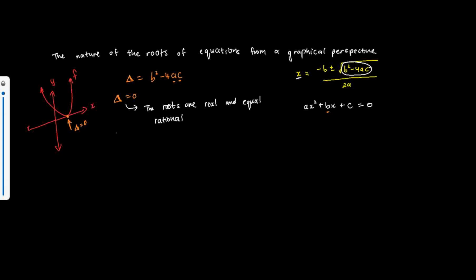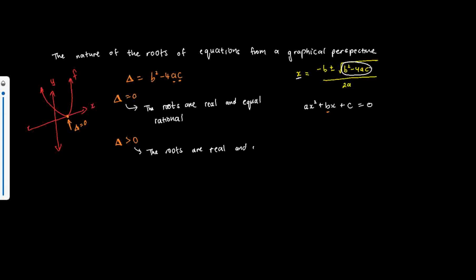And let's say we calculate the discriminant from our quadratic formula, and it says that the discriminant is greater than 0. This basically means that, of course, the roots are real.